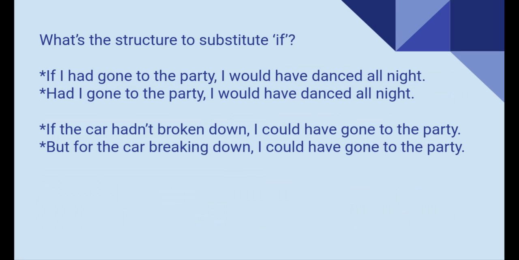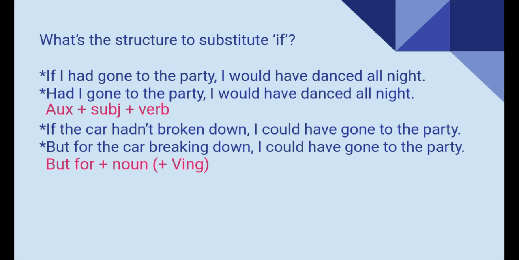Great. Now, read the sentences. How did I substitute if? Please pause the video and think about this. Okay, great. So if you notice, an option is to eliminate if and change the position of the subject and the auxiliary verb, inverse it and start with the auxiliary verb, then the subject. Or if you have a noun, you can start with but for the noun or but for a verb with ing, and then continue with the rest of your sentence.